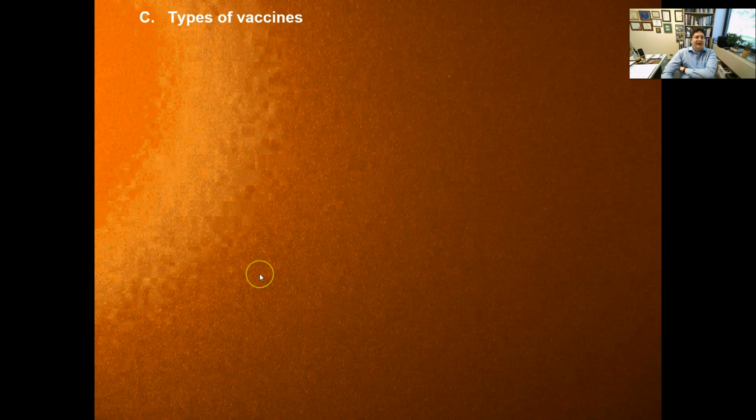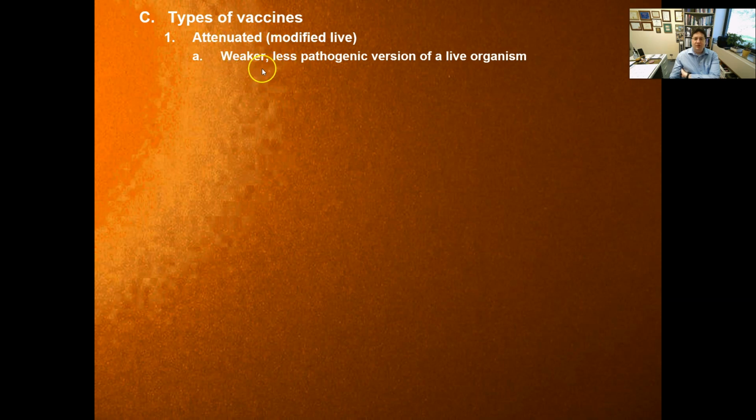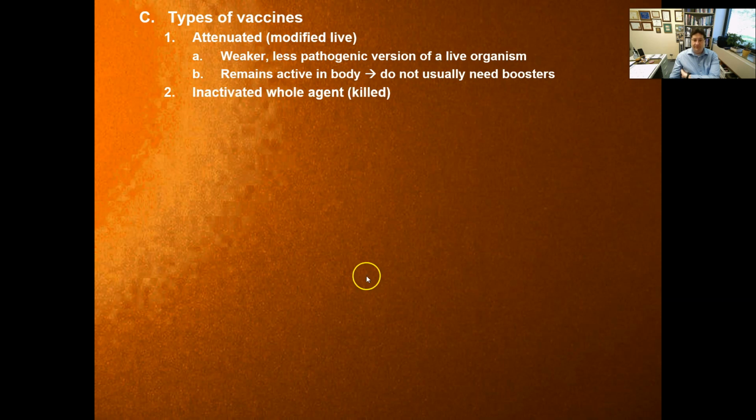They're made in different ways, and each one has advantages and disadvantages. There's always trade-offs with these things. So, number one is what's called an attenuated vaccine or a modified live. This is a weaker, less pathogenic version of a live organism. So it's still a living thing, but it's a weakened version of it. These remain active in the body, so you usually don't need boosters.